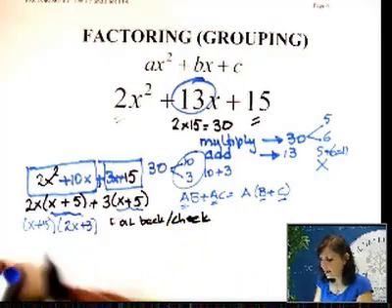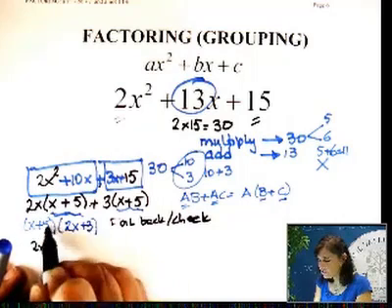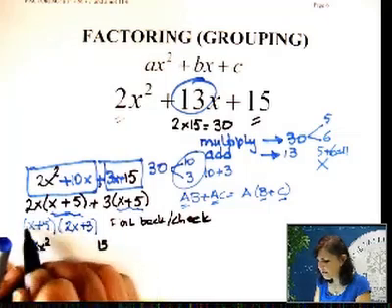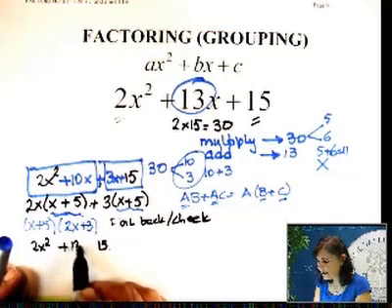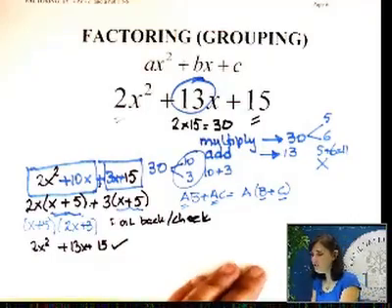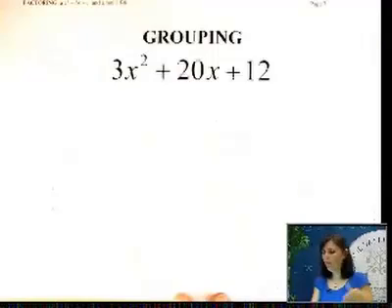Let's do that. The first two terms is 2x squared. Last one is 3 times 5, 15. And what's the middle? 10 plus 3, which is 13x. Check. All right? So this is called factoring using grouping. We'll do a couple more.